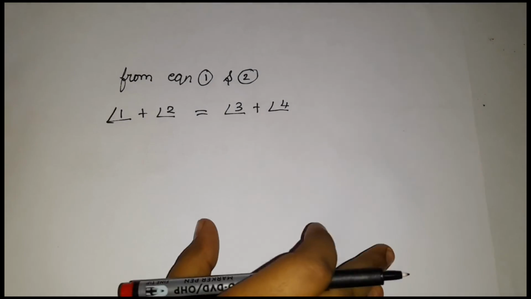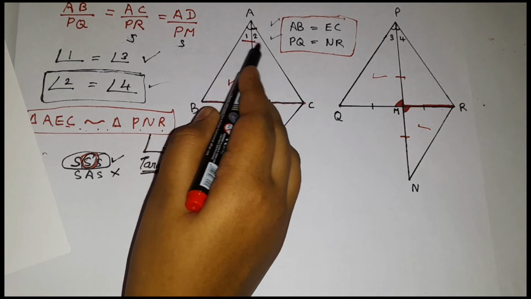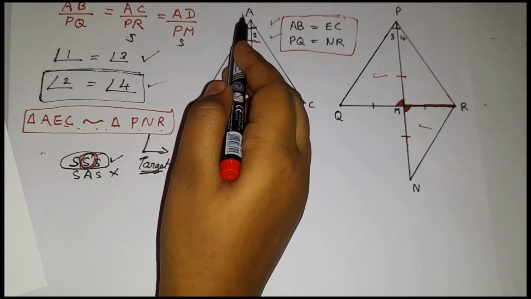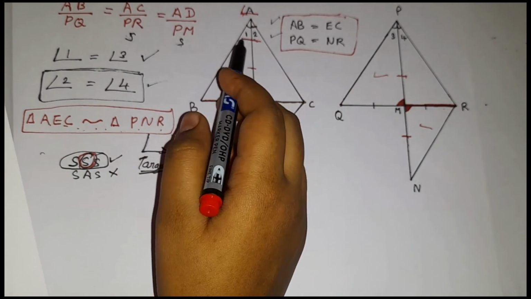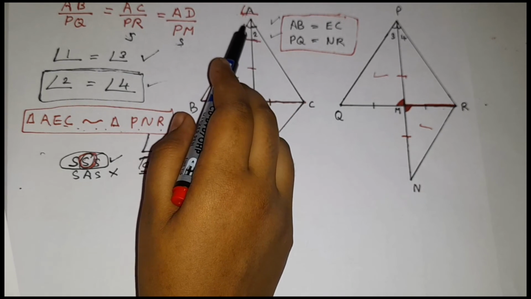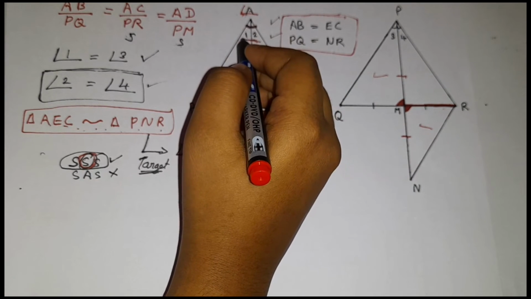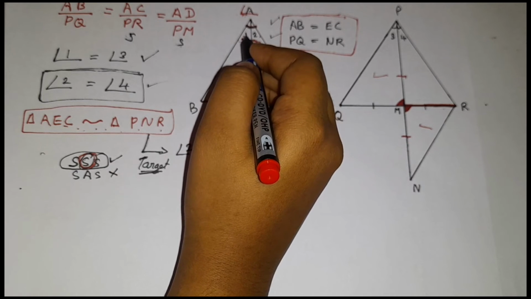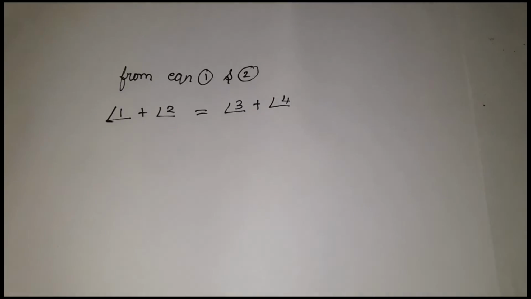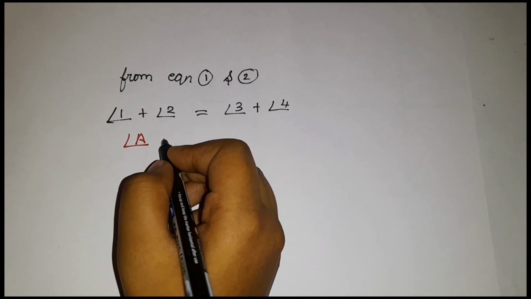So where are angle 1 and 2? Angle 1 and 2 are here. When I add these two angles, I get angle A. Am I right? So angle A. Why? Because angle A is the whole angle, right? So this whole angle was divided into angle 1 and angle 2. So if I add angle 1 plus angle 2, I get angle A.